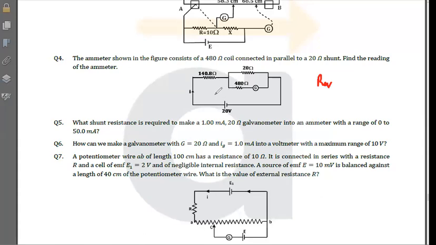Yes or no? Simple. Forget about this galvanometer. It is just a case of series parallel circuit. Forget about this galvanometer. Just find the equivalent resistance of the whole circuit and find R. Simple, very easy. Got it, everyone?